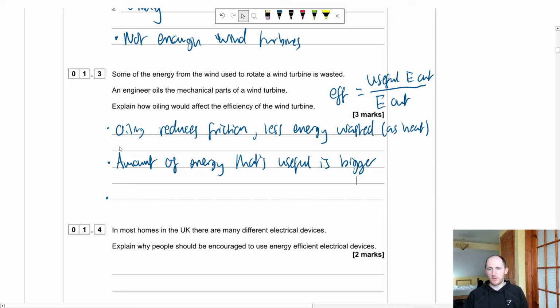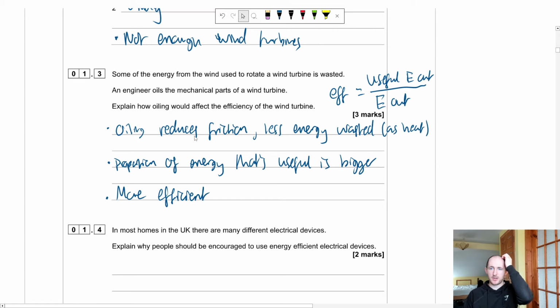You know what? I'm going to change the word amount to proportion, because we make it a fraction, because it's a proportion. So let's say the proportion of energy that's useful is bigger. So therefore, what does that mean? If this fraction's bigger, that means the efficiency is bigger. Therefore, it is more efficient. So again, in a mark scheme, they tend to say more efficient because the proportion of energy is bigger, because oiling reduces friction.